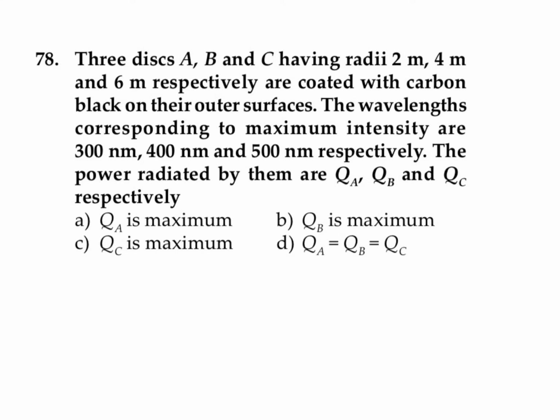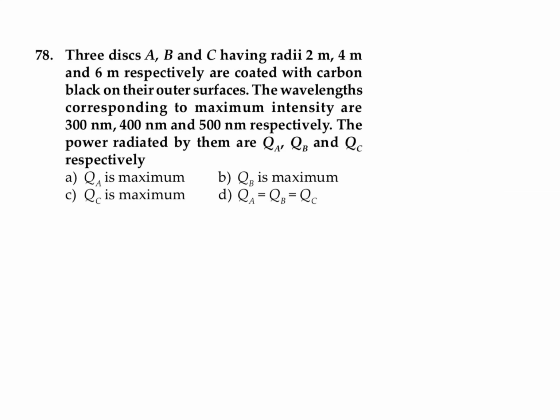It is given that three discs A, B and C have radius 2 meter, 4 meter and 6 meter respectively and are coated with carbon black. That means we can just take it as a black body with emissivity 1 on their outer surfaces. The wavelengths corresponding to maximum intensity are 300 nanometer, 400 and 500 respectively. The power radiated by them are QA, QB and QC respectively.